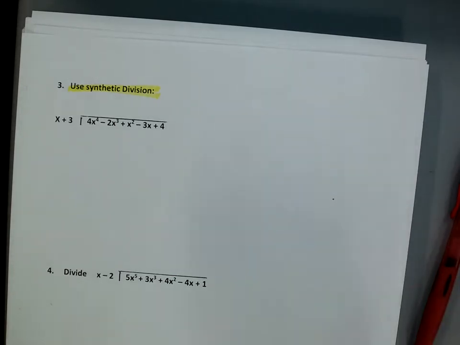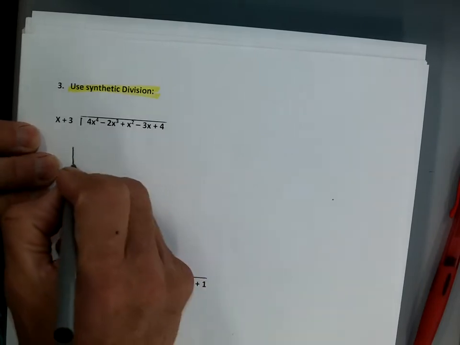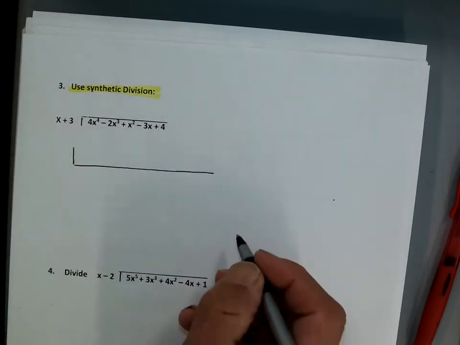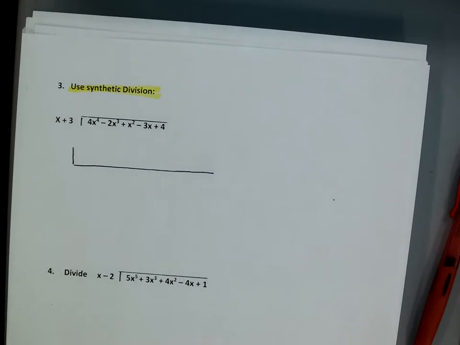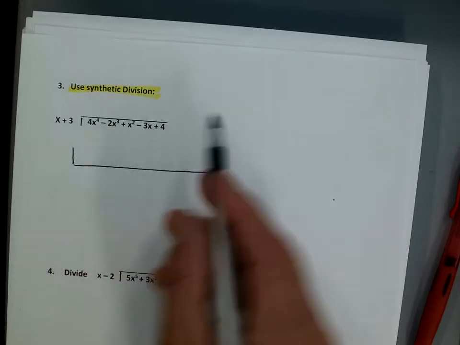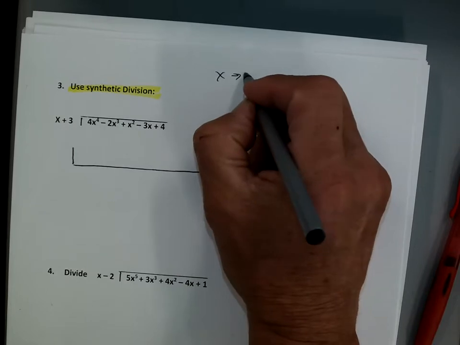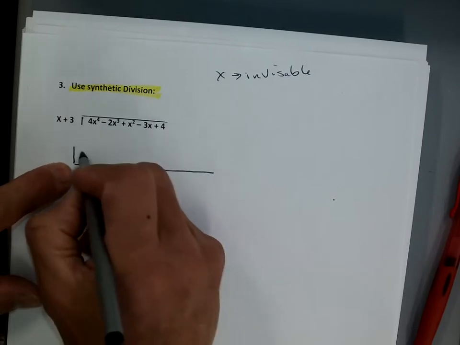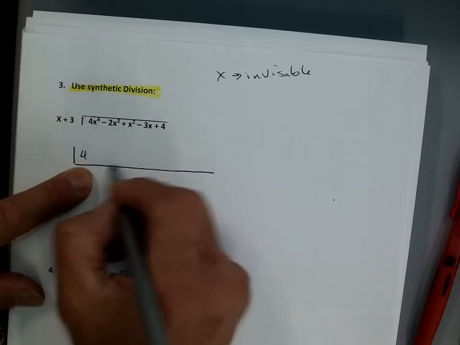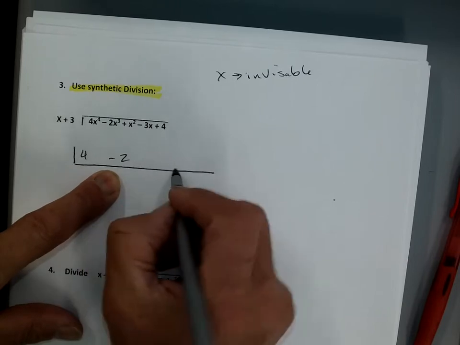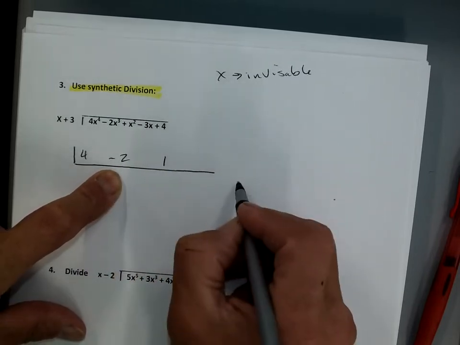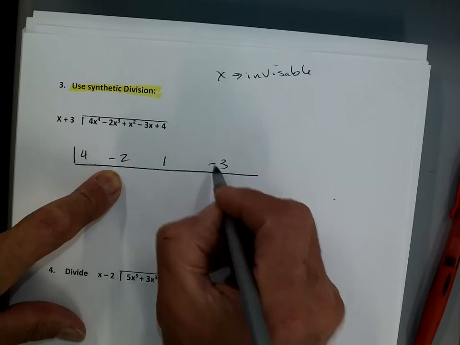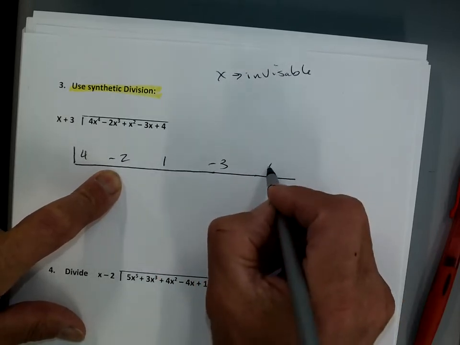Check it out. Here's how synthetic division works. Synthetic division is like upside down division. So start with this. I'm going to put lots of notes. Start with an upside down division sign. Now we do synthetic division. Our x's are going to be invisible. I'll show you what I mean. I'm going to put a 4, x to the 4th, minus 2, x cubed, plus 1, x squared, minus 3, x, and then 4.